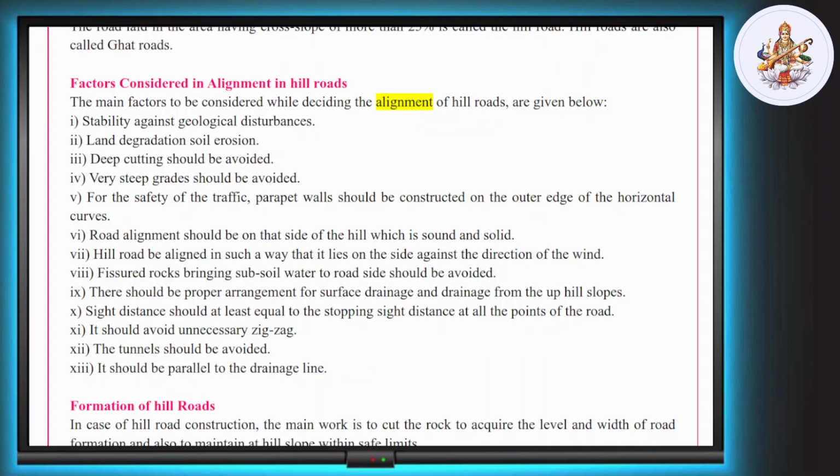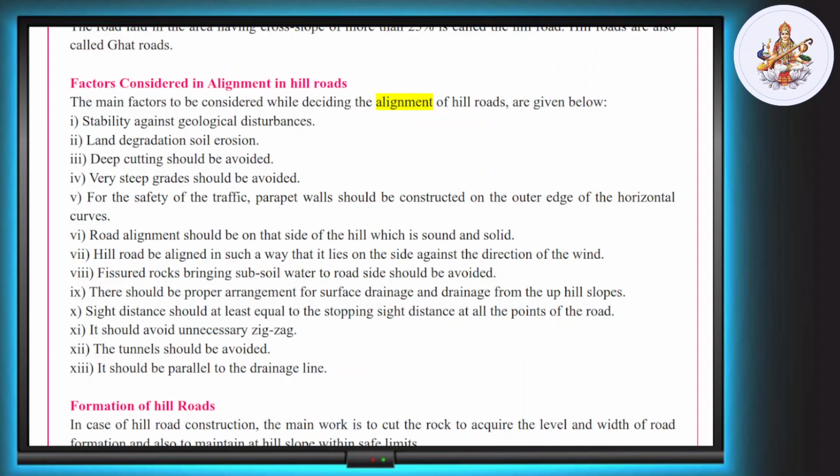5. Parapet walls. Construct on outer edges of curves for vehicle safety. 6. Sound side of the hill. Choose the side that's geologically stronger. 7. Against wind direction. Reduce exposure to strong winds. 8. Avoid fissured rocks with water seepage. Water weakens the structure. 9. Proper drainage, both for rainwater and uphill runoff. 10. Adequate sight distance. At least stopping sight distance at all points.